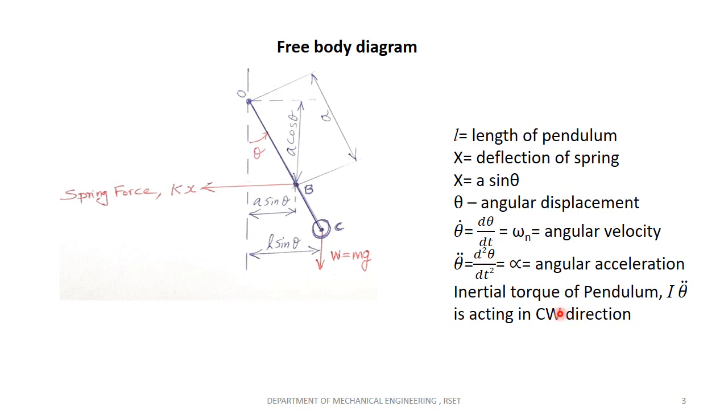The expression for inertial torque is I alpha, where alpha is angular acceleration. Here, instead of alpha, we are using theta double dot, because theta double dot is d square theta by dt square, which is differentiating angular displacement with respect to time twice. That is angular acceleration alpha. So I alpha or I theta double dot is the inertial torque. It acts in the clockwise direction, because I am displacing the pendulum towards the counterclockwise direction. So I hope you have understood the free body diagram.